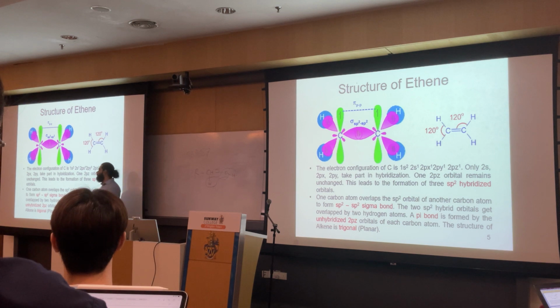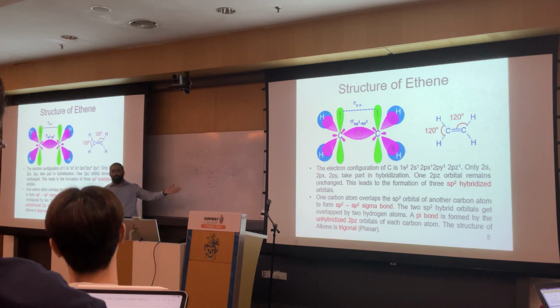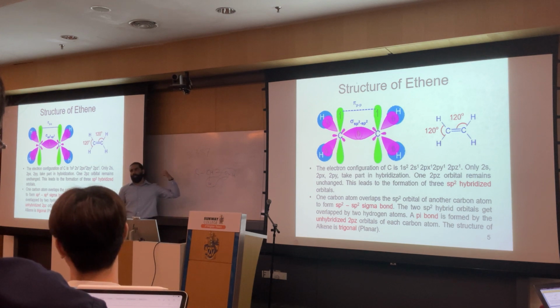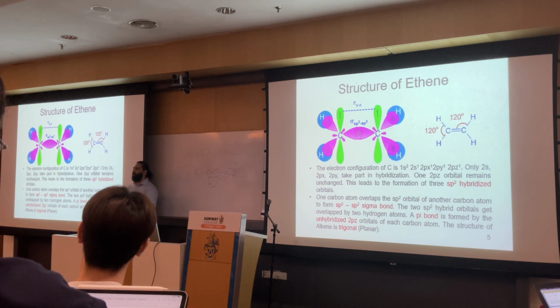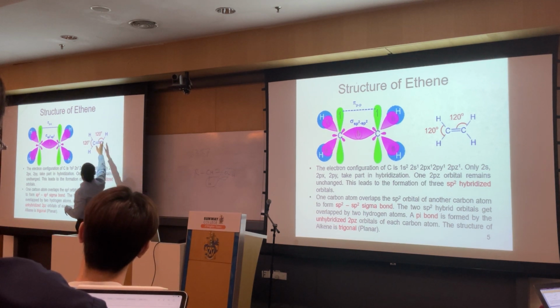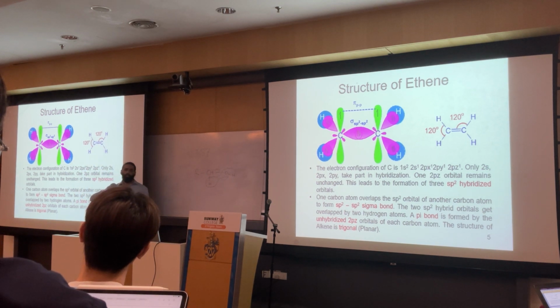Now the groups which are attached on each carbon need to be away from each other as much as possible, as we looked at in the case of alkane. In that case, the bond angle was about 110 and the structure was tetrahedral. While in this case, the bond angle is 120 and the structure is trigonal planar.